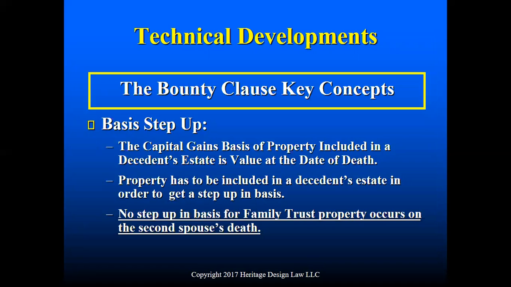So the first key concept is the basis step up. The capital gains basis gets stepped up when property is included in the value of the decedent's estate at death. So when you die, if you die owning a piece of property that's worth $1 million today and you bought it for $100,000 20 years ago, then if you were alive and you sold it, you'd have $900,000 worth of gain. That's a lot of tax.